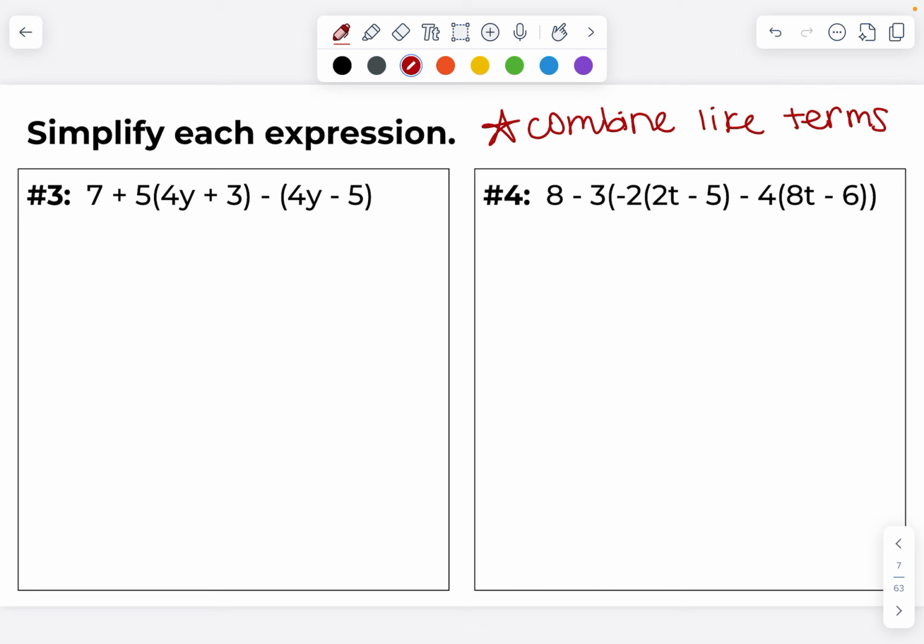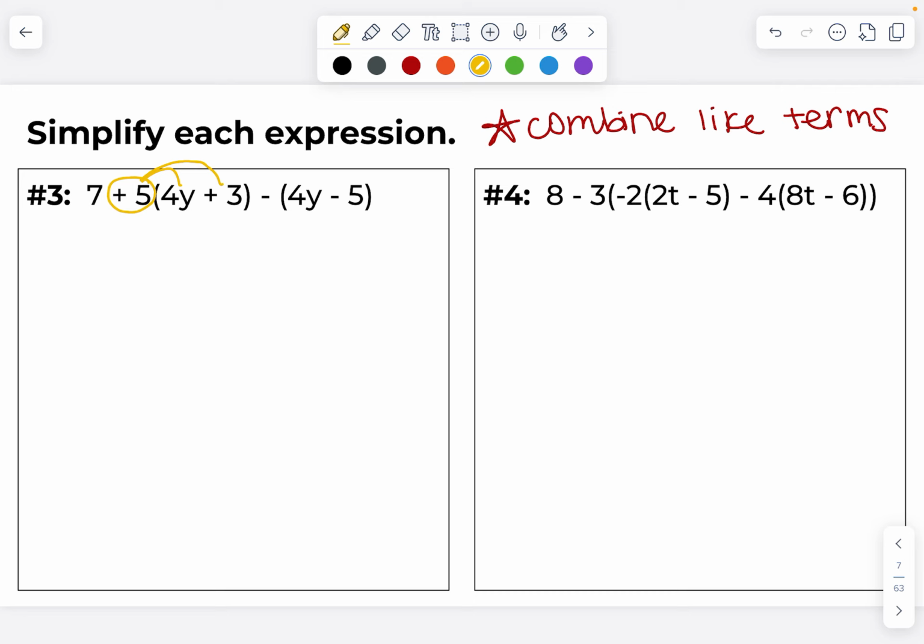So to do that, I need to start by getting rid of my parentheses. If I think about my parentheses, I have this 5 out in front right here. That 5 is being multiplied by the stuff inside the parentheses. So I'm going to take the 5 and distribute it to both of those pieces. Now that 4y and the 3, we can't combine them because one of those things has a letter and one doesn't. So that's why I'm not combining the inside portion of the parentheses.